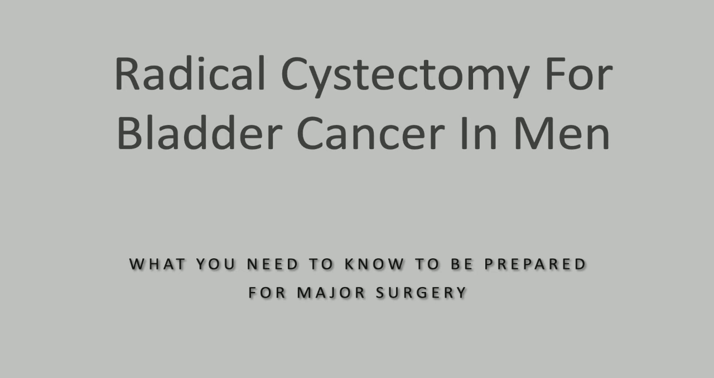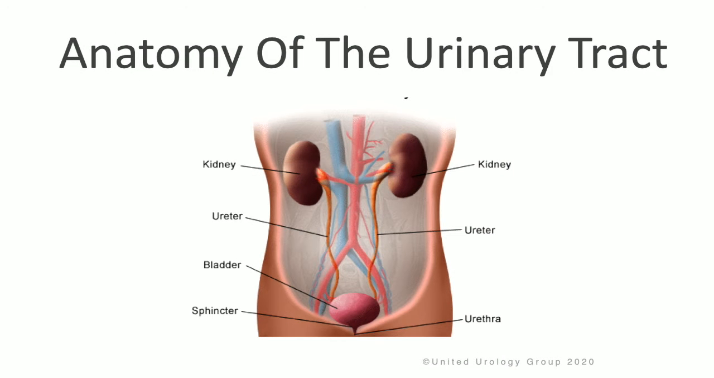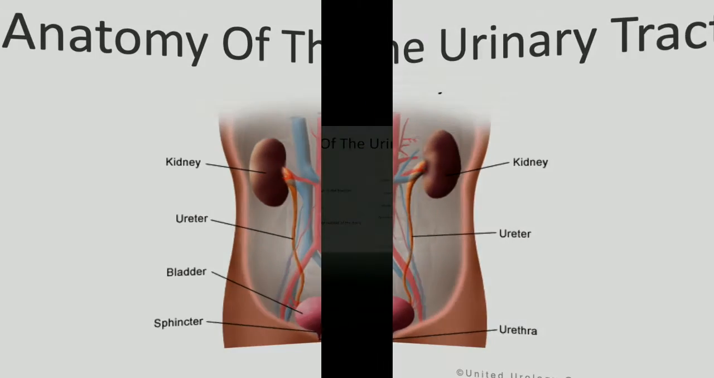What you need to know to be prepared for radical cystectomy for the treatment of bladder cancer. Let's review the anatomy of the urinary tract. The urinary tract is comprised of the kidney, the ureter, the bladder, the urinary sphincter, and the urethra.